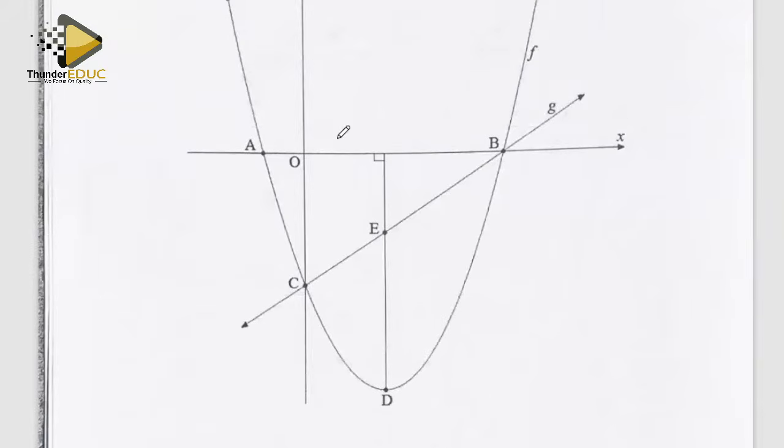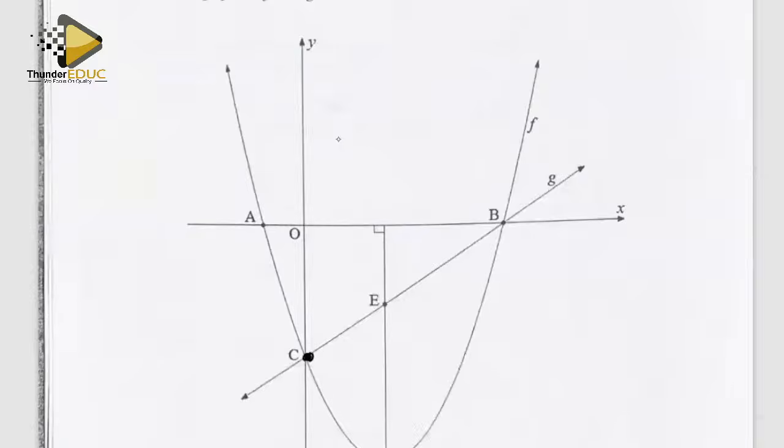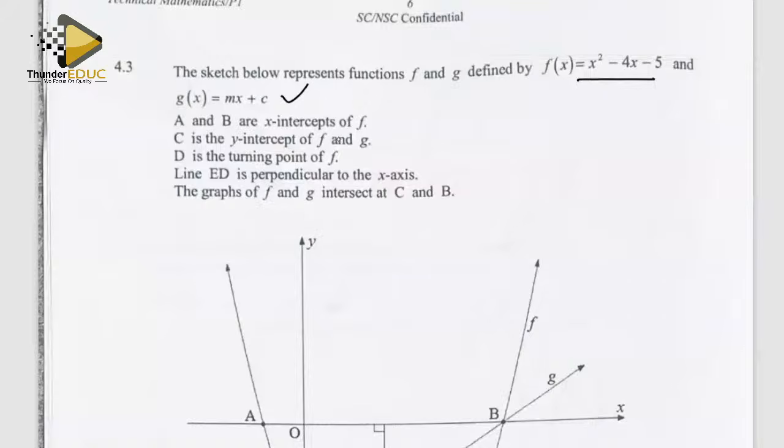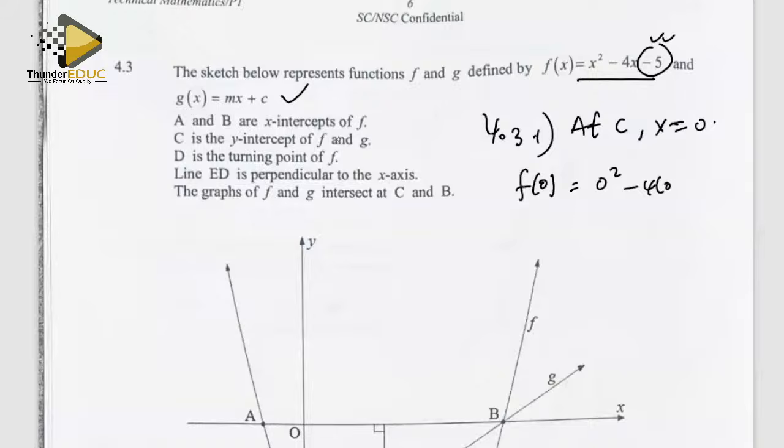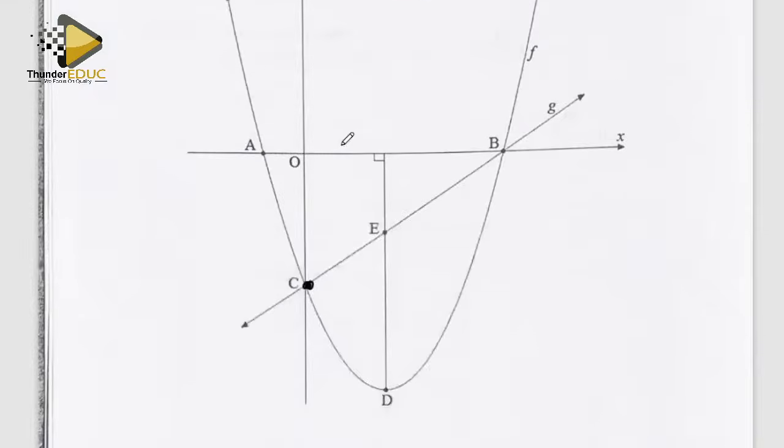4.3.1, they want us to get the coordinates of C. Where is C? C is the y-intercept, for 2 marks. Both graphs are passing there, but we know the equation of f. So we're going to say that at C, x is going to be 0. Technically, this value, -5, is the answer, okay? But for the purpose of substituting, f of 0 is 0 squared minus 4 times 0 minus 5, which is just 0 and -5. I mean, 2 marks, okay?